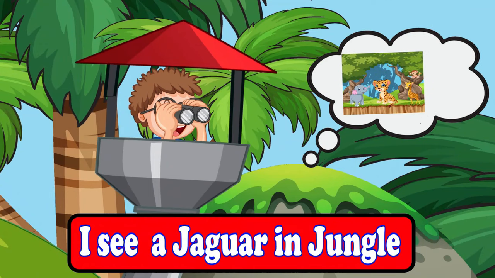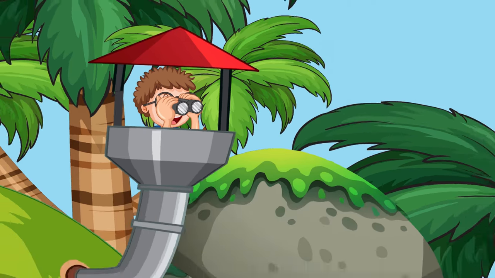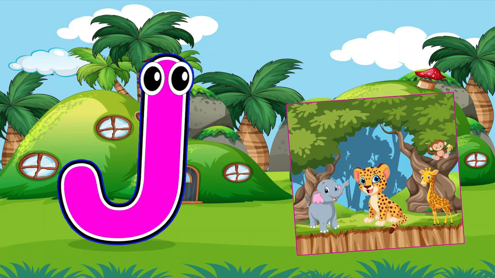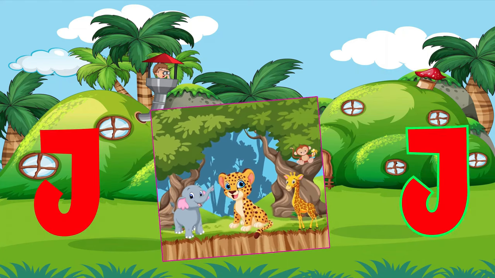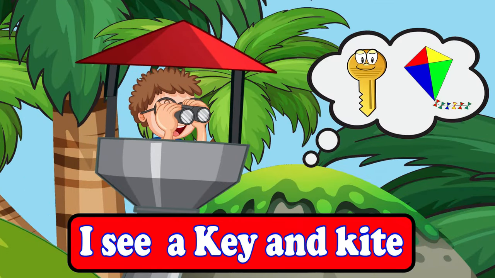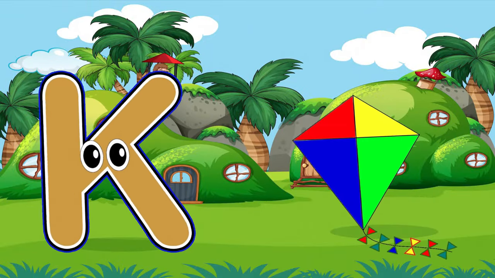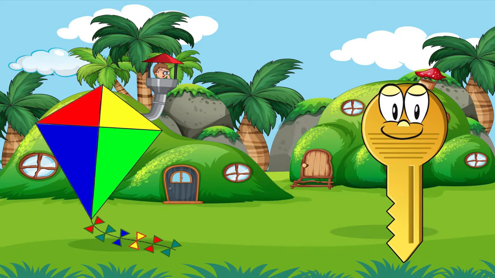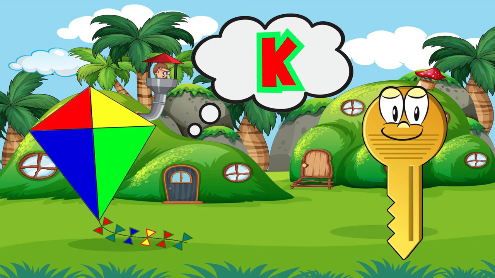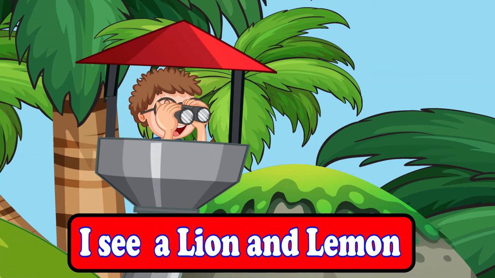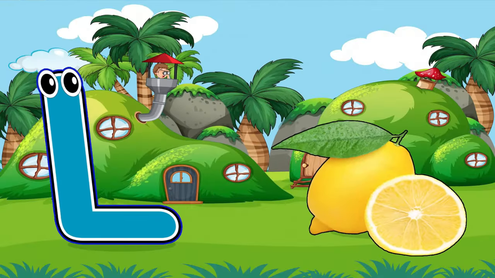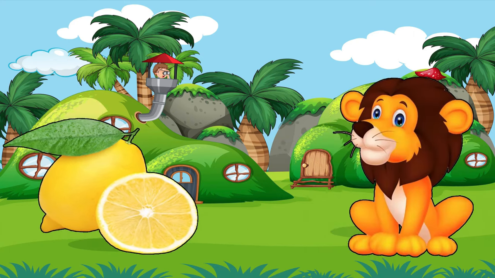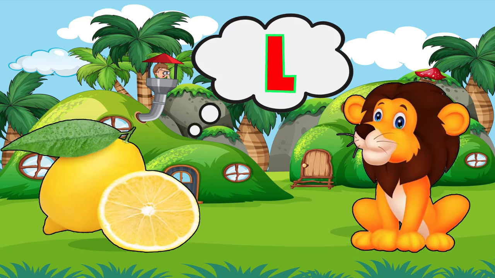I see a jaguar in jungle. J for jungle. Jaguar in jungle. These all begin with J. I see a key and kite. K for kite. Key and kite. These all begin with K. I see a line and lemon. L for lemon. Line and lemon. These all begin with L.